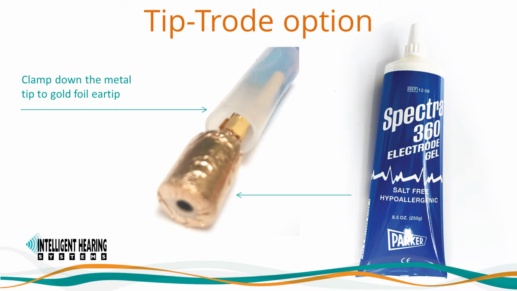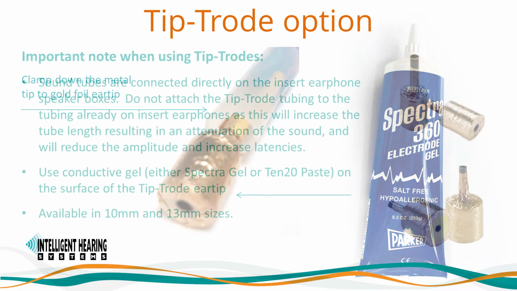Once a connection is confirmed, then the gold foiled ear tip is prepped with conductive gel. You can use either SpectraGel or 10-20 paste as the conductive gel paste on the surface of the Tip-trode. Ensure that the gel does not occlude the ear tip sound output opening. Then the Tip-trode ear tip with sound tube is inserted in the ear canal.